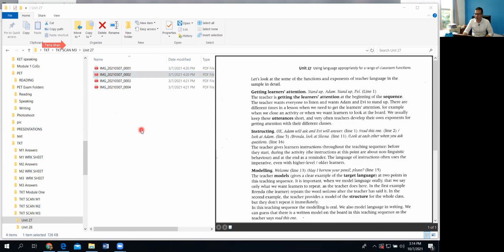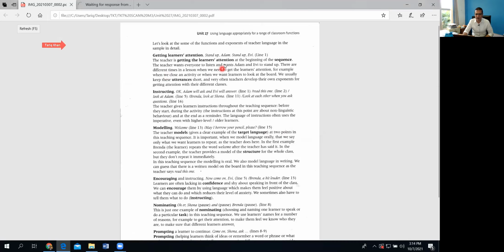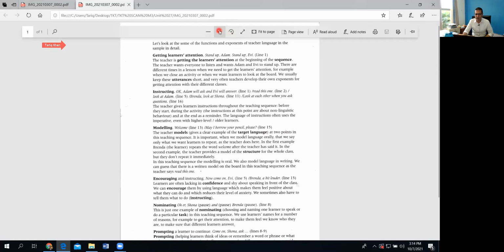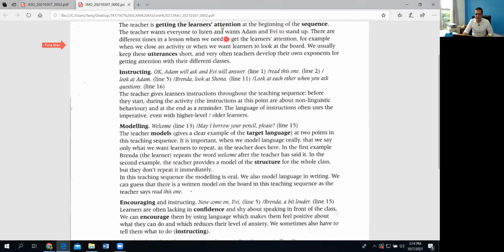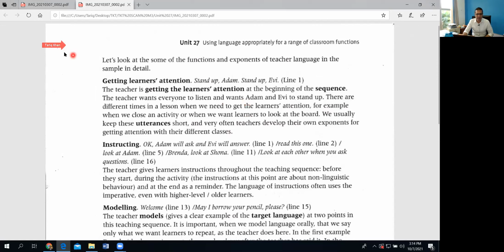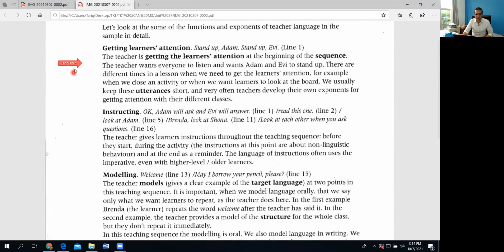You usually, when you do this role play or dialogue practice, also instruct the students how they have to pronounce the words, how they have to say it, their gesture, right? So now let's look at some functions and exponents of teacher language in the sample in detail.